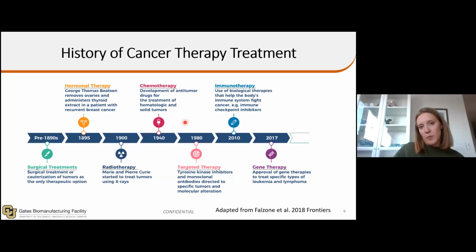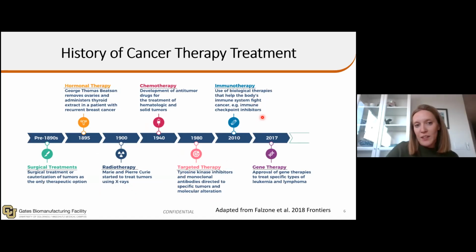So here's a timeline of cancer therapy treatment and the development of various modalities. Again, just to highlight that most of these therapies, everything from surgery through to targeted therapies, which has been a really exciting field since the 80s, have been really focused on the tumor cells themselves, right? And trying to get those cells to die and to go away. And immunotherapy is really this new field where we're going to be harnessing the immune system.